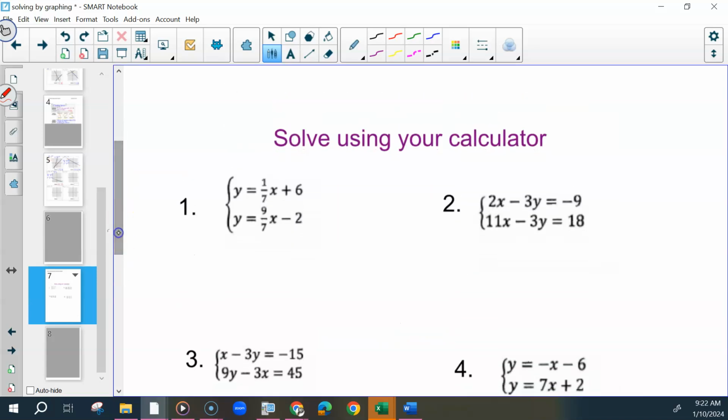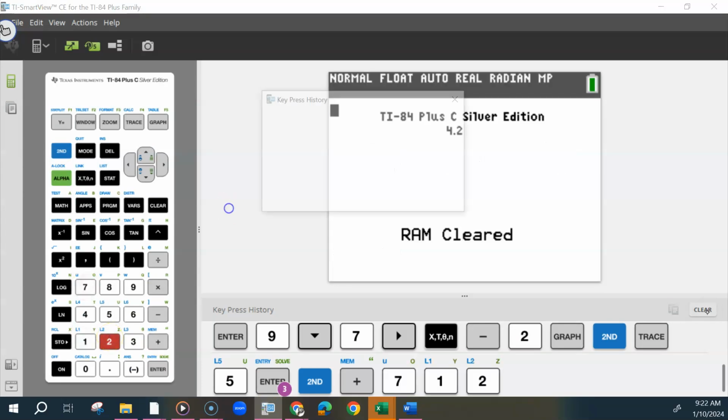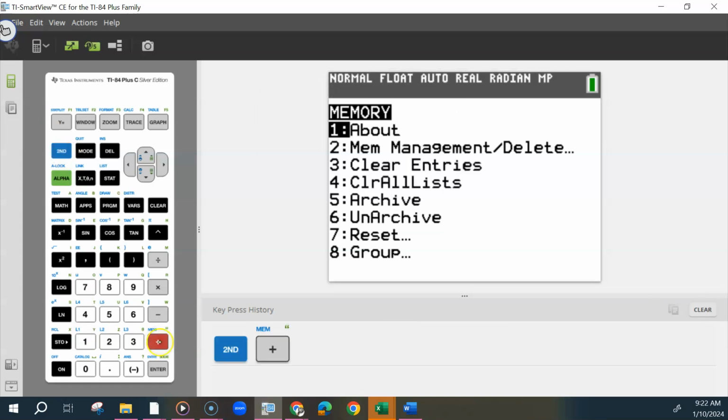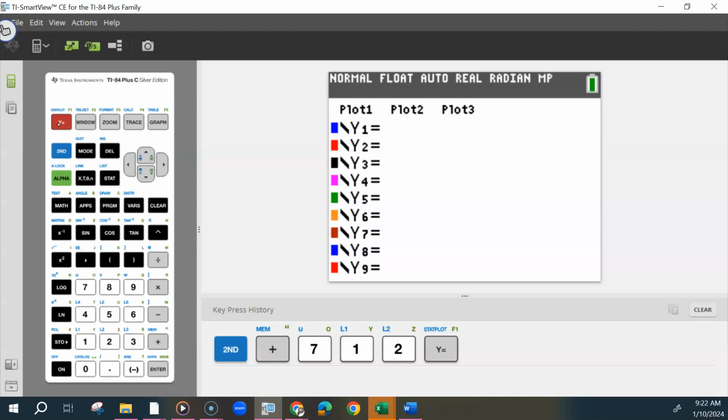I'm going to show you how you can be checking your work besides the method we just talked about, but in your calculator and in Desmos. So first, reset your calculator. And then we're going to do number 1 in the calculator. You're going to go into your y equals, and you're going to put one of the equations in y1, the other in y2.